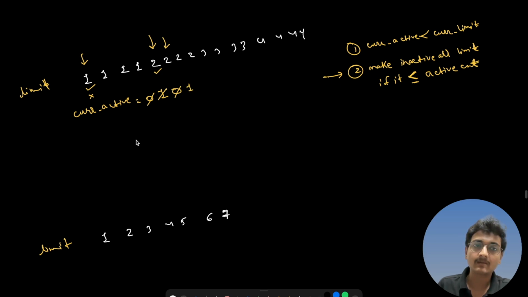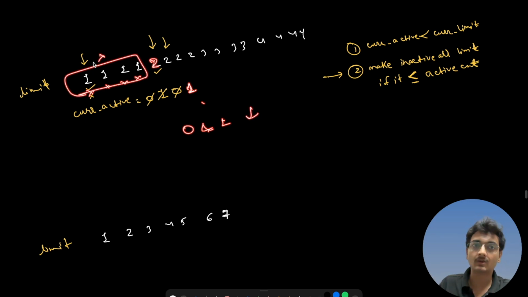So is there any element with limit less than or equal to 1? I think these are basically inactive. This one is also inactive, and this one is 2, and my current active is 1. So I need to make all the zeros and 1 inactive. All the zeros and 1 are already inactive, so I don't need to worry about anything.